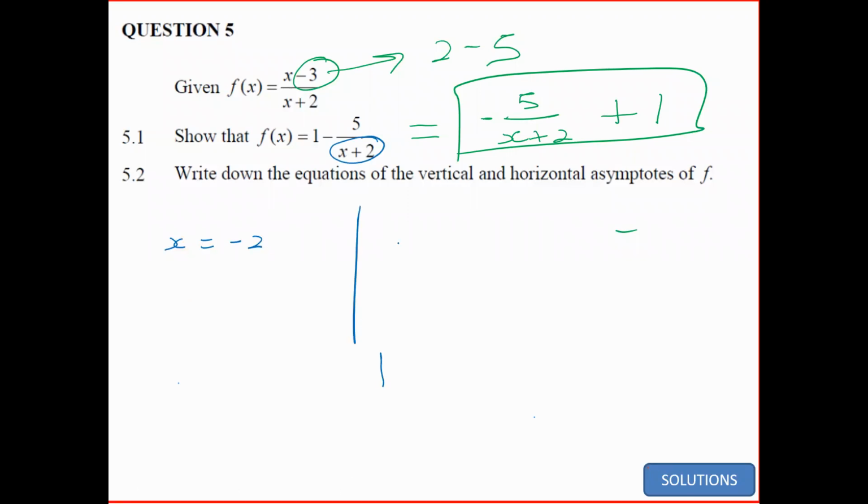Horizontal? y is equal to 1. y is equal to 1. So that'll give you 2 marks for a question like this. Okay, so let's move on.